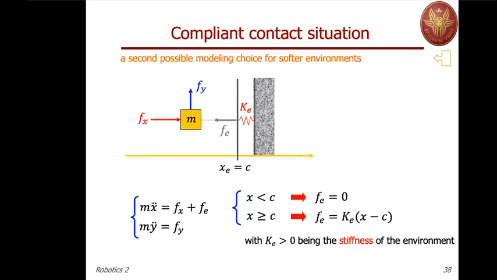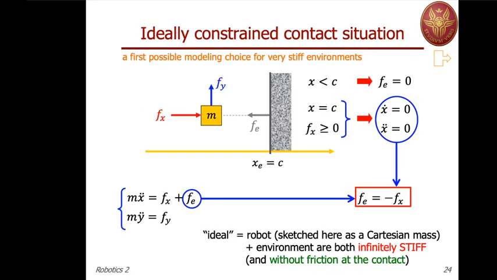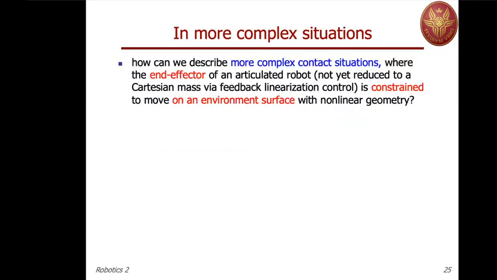Now we move back to the previous one and try to generalize what happens in case of a very stiff environment. So this was the situation for this very simple case. What happens if we have a more complex contact situation? Typically, we assume that the interaction occurs at the end effector level, so we have an articulated robot, and we don't assume that we have applied feedback realization to reduce it to a unitary or any positive concentrated mass at the end effector level.